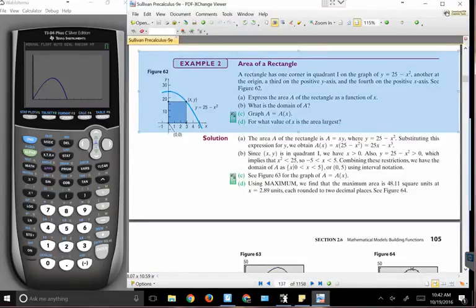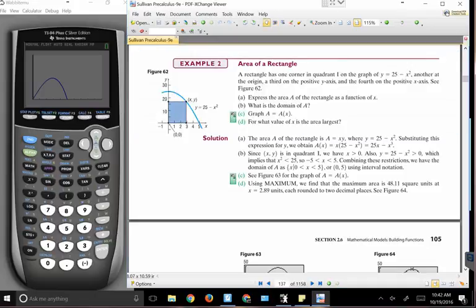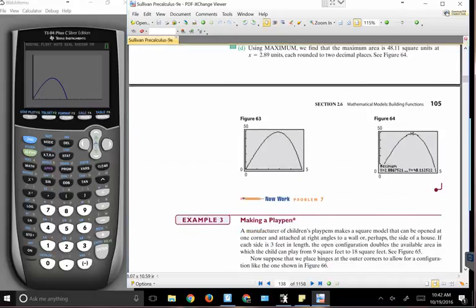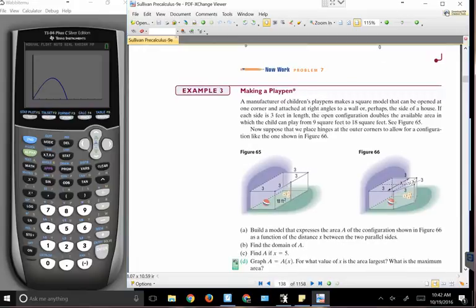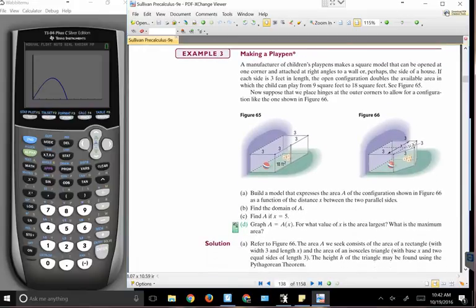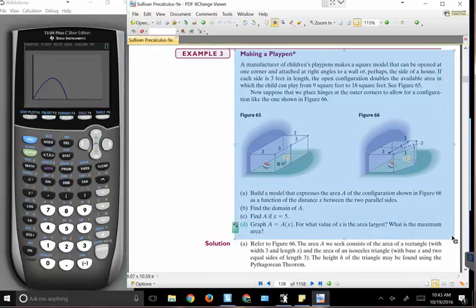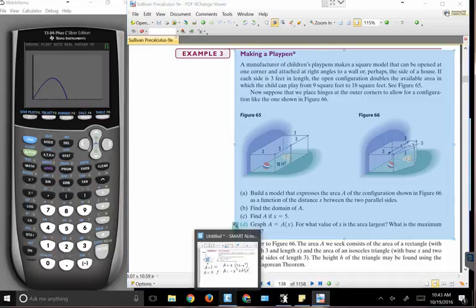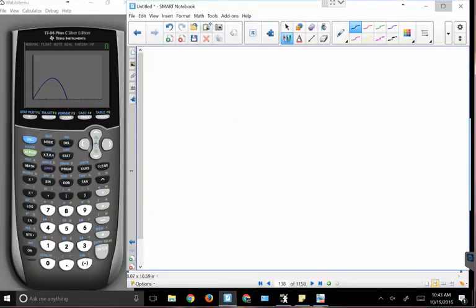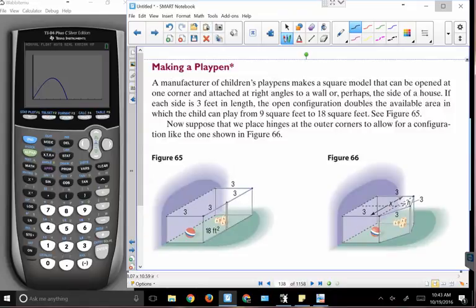Okay. So, here we go. This is a fun one. Okay. Nice modeling problem here. And you guys thought you were all done with mathematical modeling.